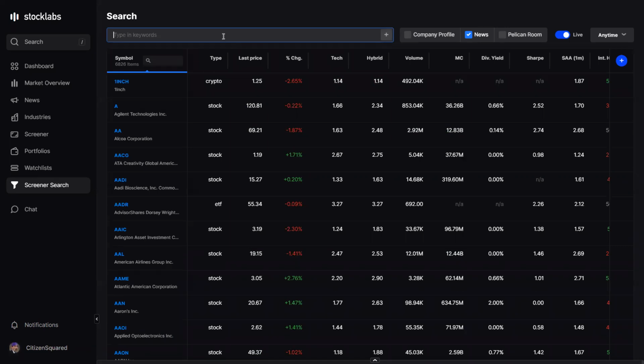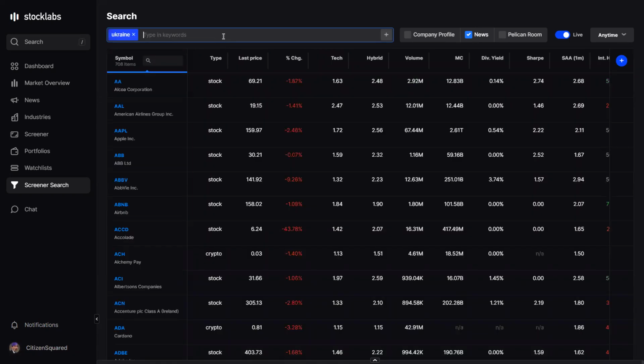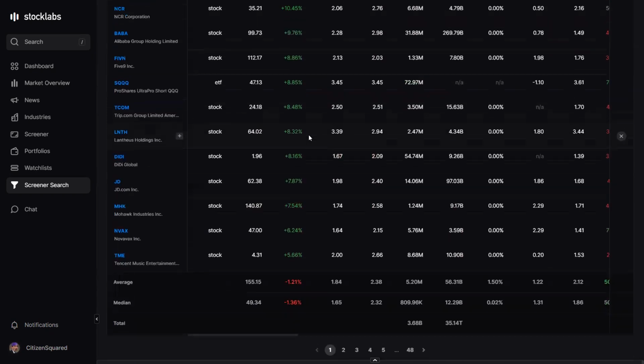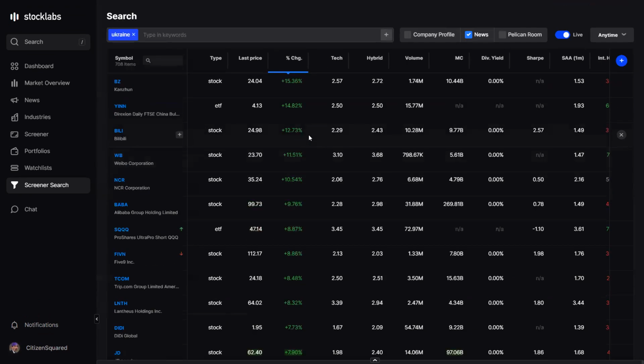So in this case, trying to think if there's something current. We can try searching something with the war. Not sure if there's anything. I don't think there's anything like that immediate with that. But yeah, when there's something topical that is relevant, you'll be able to search through the news with those keywords to isolate those stocks.